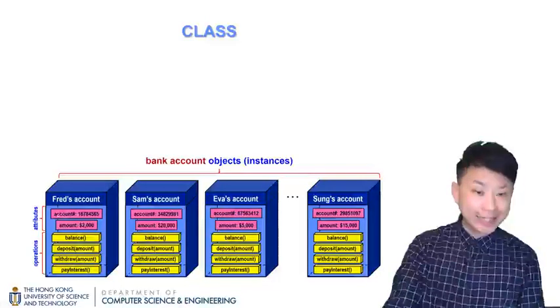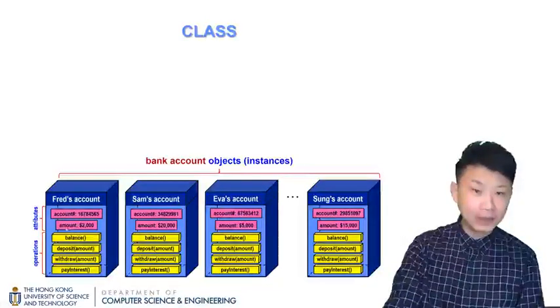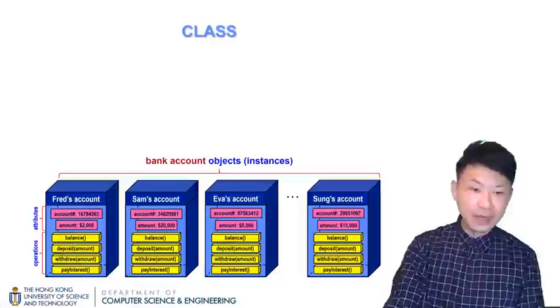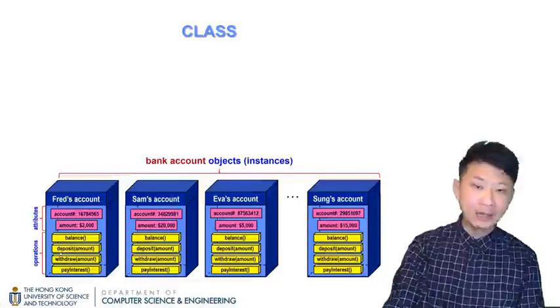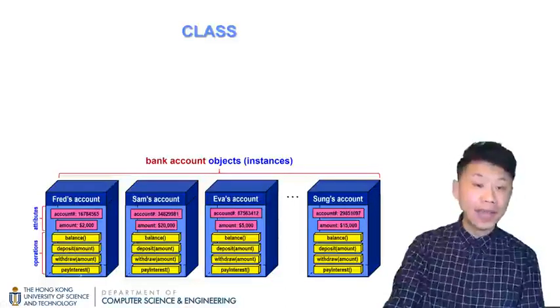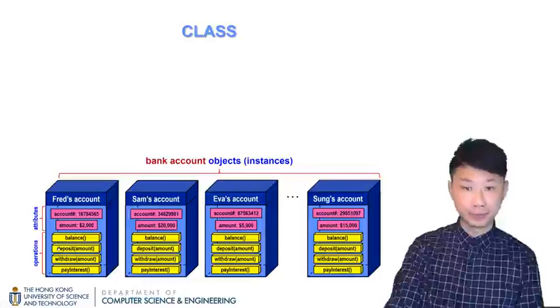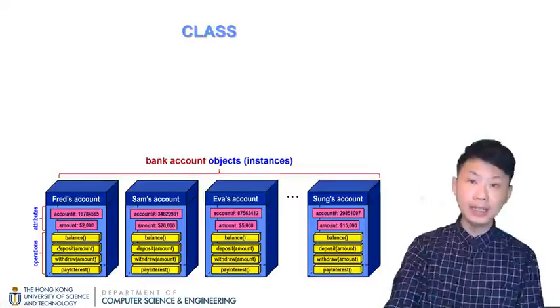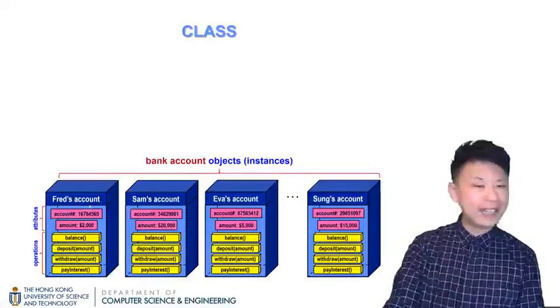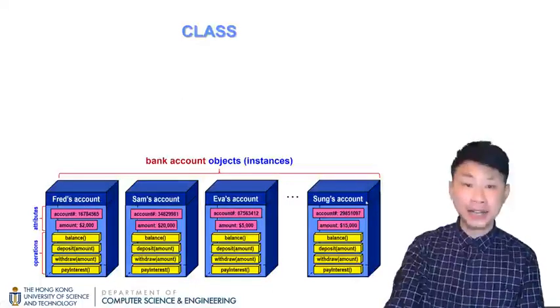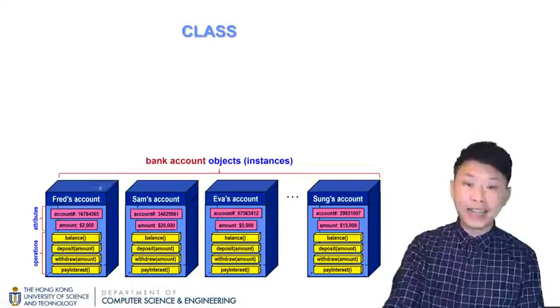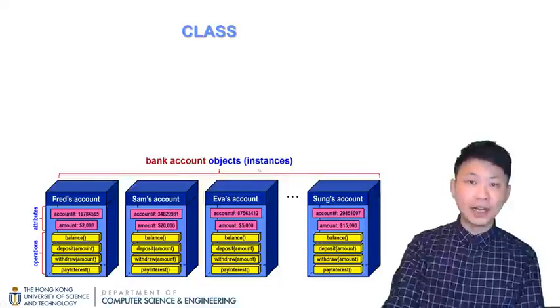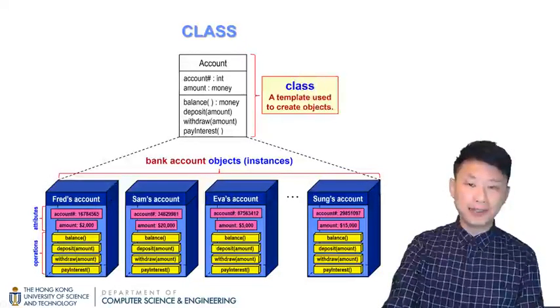For example, for Fred's account, we keep track of the account number, the balance, and then we have some operations to check the balance, to deposit money into the account, to withdraw money from the account, or to pay interest into a particular account, etc. Now instead of referring to these different accounts within the application domain again and again, because we have so many accounts, we're going to do classification.